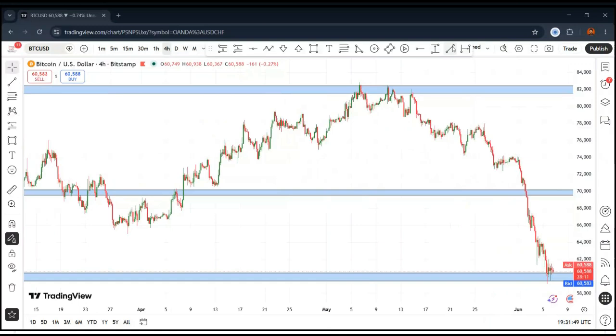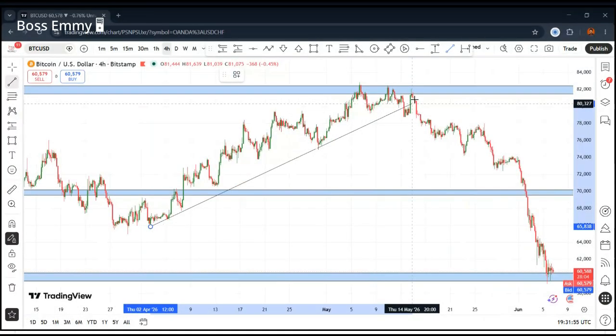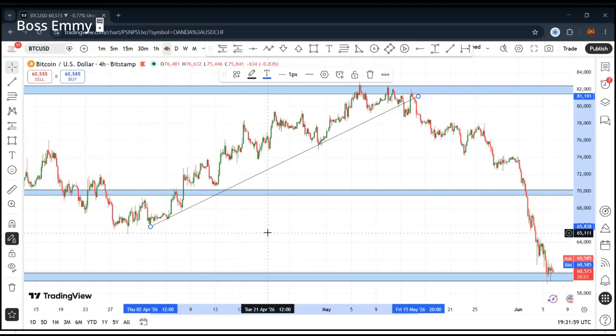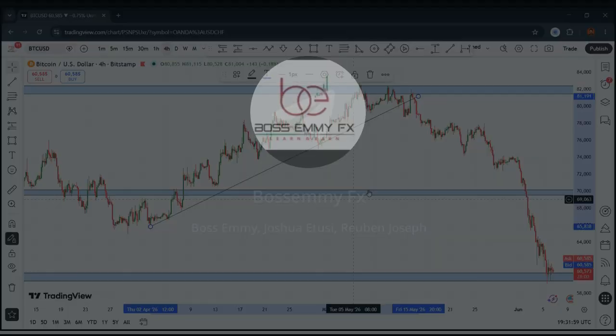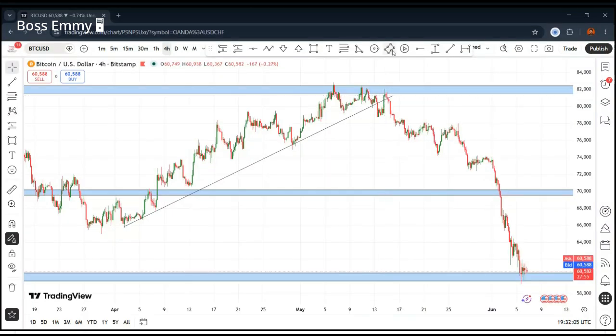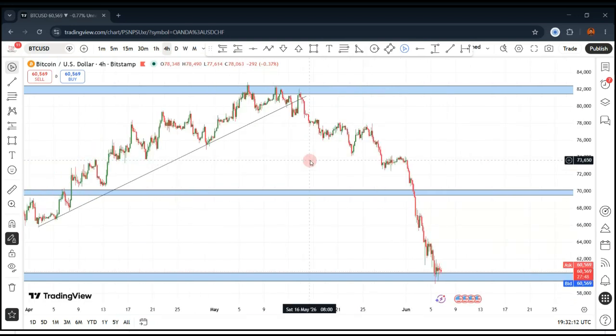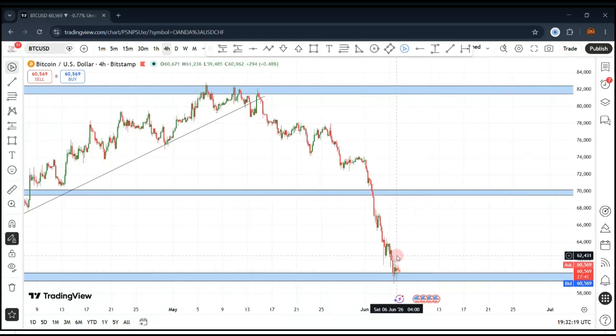On the 4-hour time frame, when you draw your trend line from your swing low to your swing high, you can basically see where the market changed trend from uptrend to downtrend. After the market changed its trend here, we saw it coming to the downside. We saw the market moving down, a massive movement.